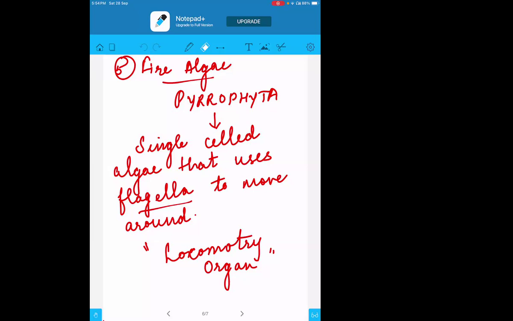Done, children? Yes, ma'am. Okay. So these are the different types of algae, as well as the names of the organisms. You should know about them. Related to this, generally in your exams, the entrance exams or the Olympiad exams, the NEET exam, they do ask about it. Fine. Do you have any doubt, any one of you?